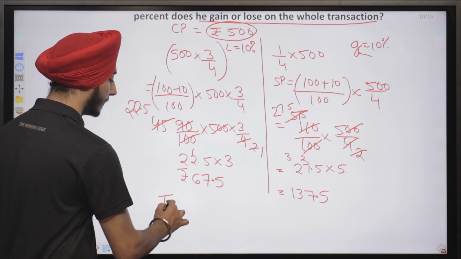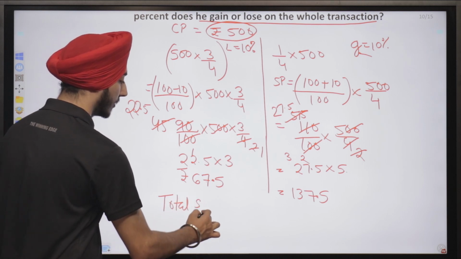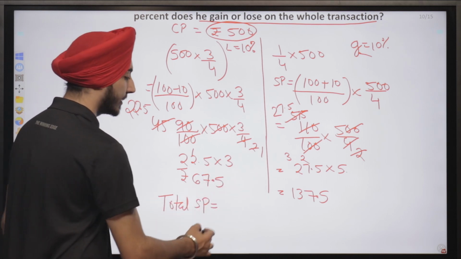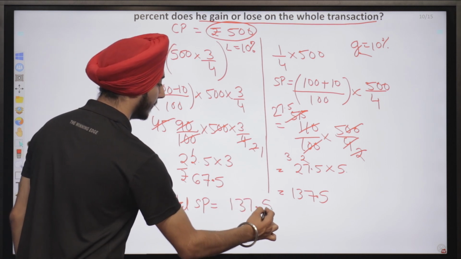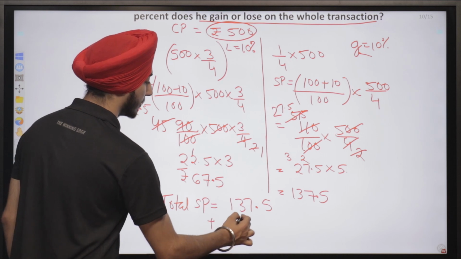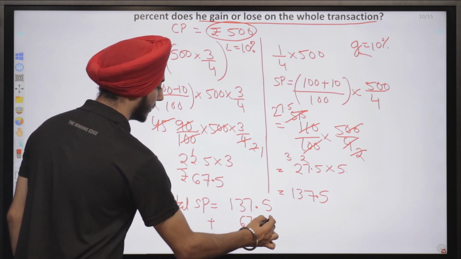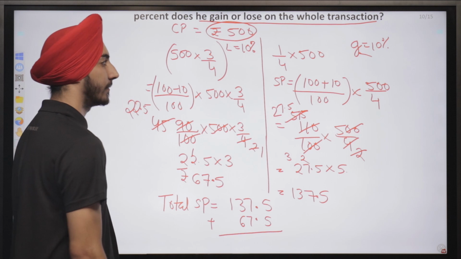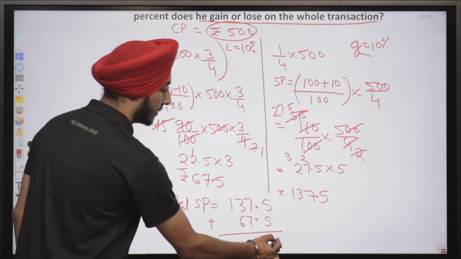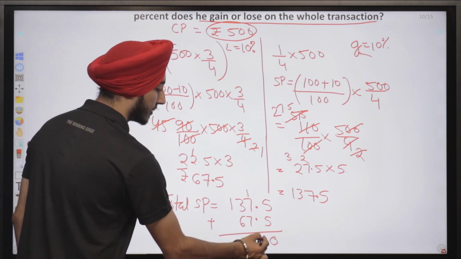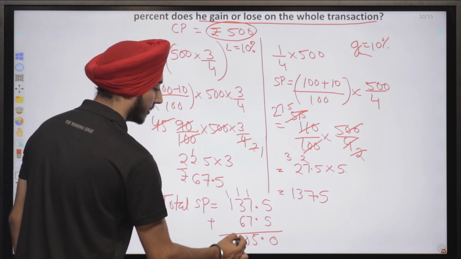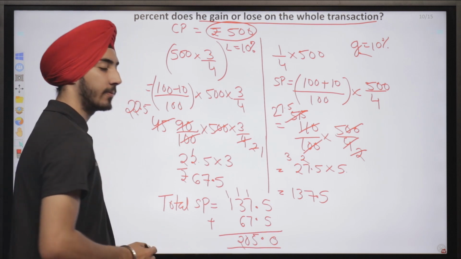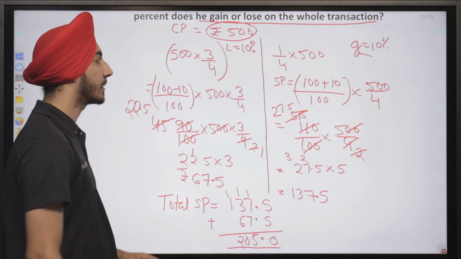Total SP. We'll add both of the SPs. So 137.5 plus 67.5, right? This goes up. 7 7 14 plus 1 15, and this is 10. So 205.0 rupees is the final selling price.